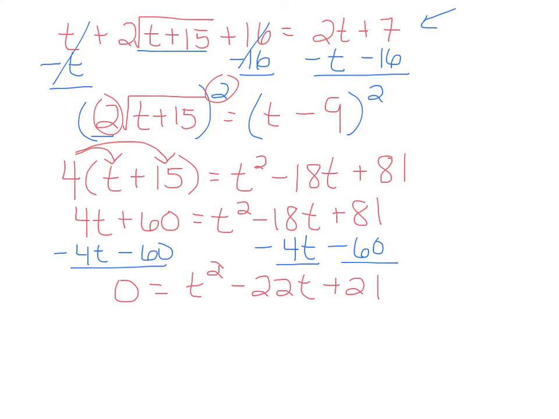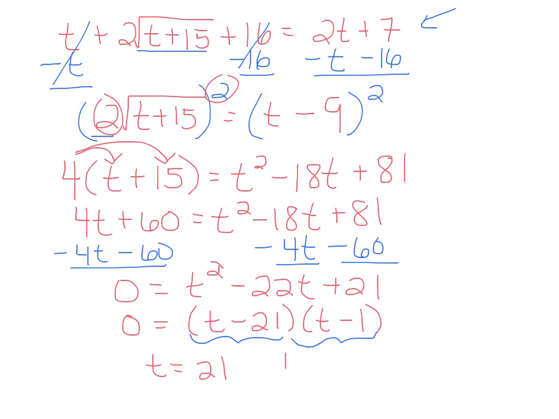Now we'll factor the right-hand side. The right-hand side factors into t minus 21 times t minus 1. This means we have two possibilities. From this expression, we find that t could be 21. From this one, we find that t could be 1. Now what we want to do is go back and plug in these two numbers into our original equation to see if one or both of them are correct.